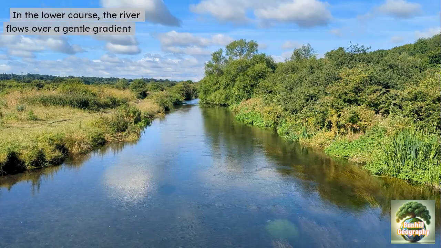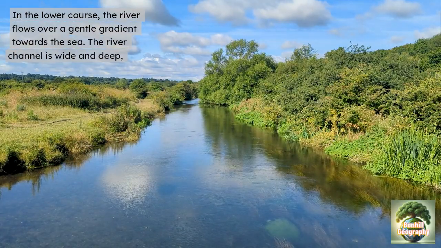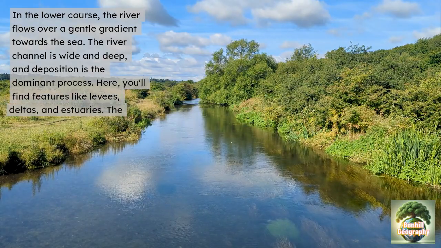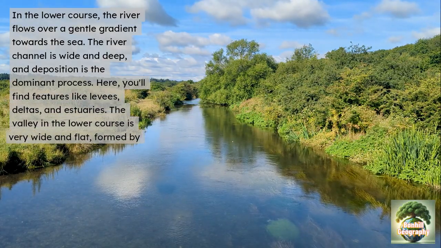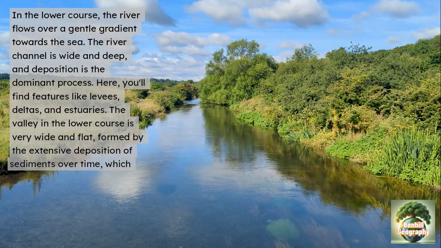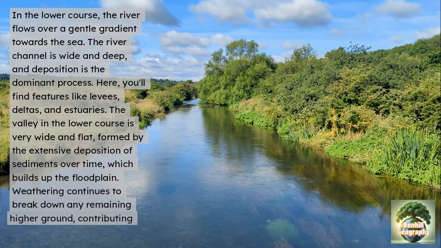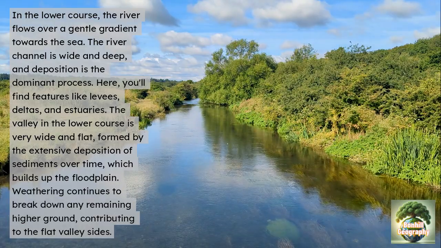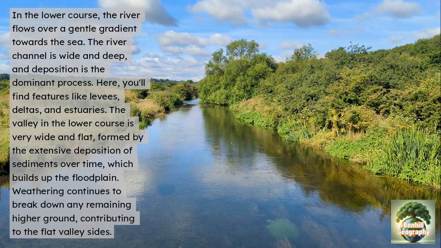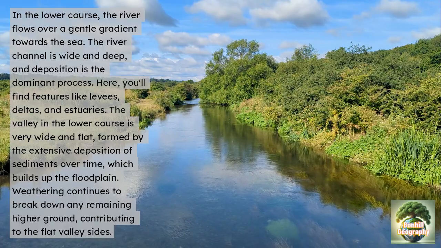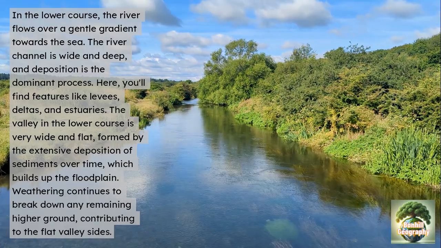Now in the lower course, the river flows over a gentle gradient towards the sea. This area is very flat, but the river channel is wide and deep, and deposition is the dominant process. Here we'll find features like levees, deltas and estuaries. The valley in the lower course is very wide and flat, as previously said, formed by the extensive deposition of sediments over time, which builds up floodplain height.